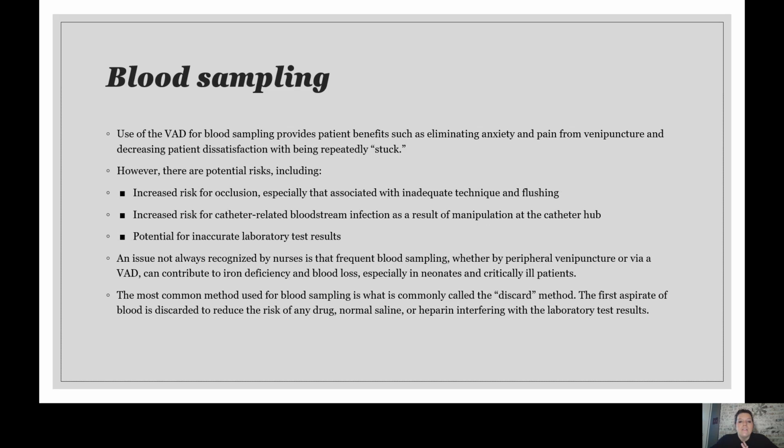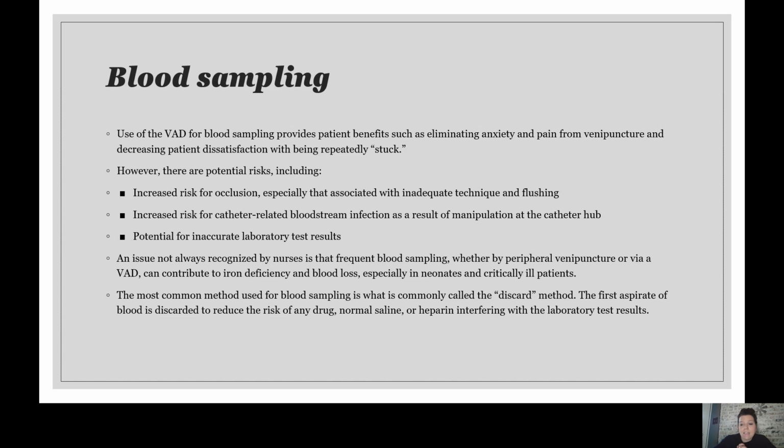Blood sampling. Use of a vascular access device for blood sampling provides patient benefits such as eliminating anxiety and pain, and stopping them from being repeatedly stuck. The risks with blood sampling from a PICC line or a central line: it increases the risk for occlusion because we are pulling back that blood, so we are taking the chance of clogging up that vessel. It also increases the risk for catheter-related bloodstream infection because we are pulling that blood out and then flushing it back in, and there is the potential for inaccurate laboratory results.